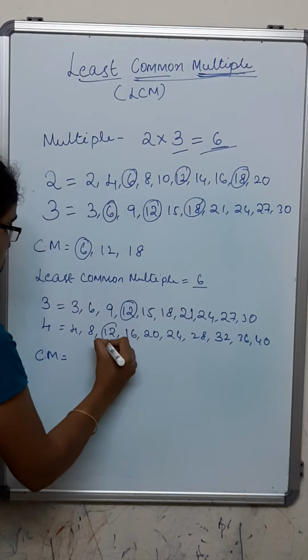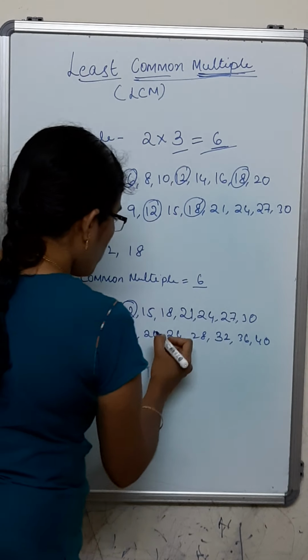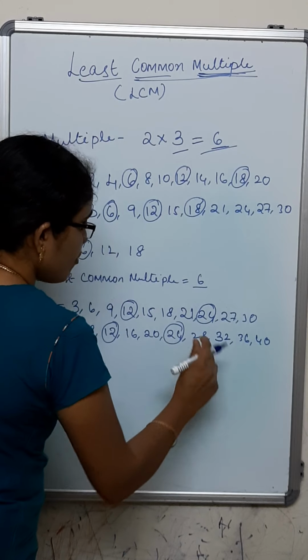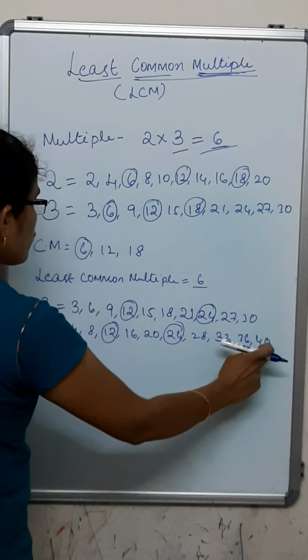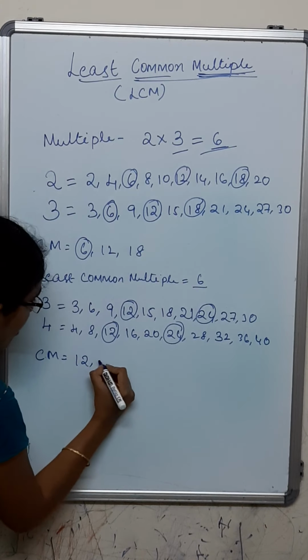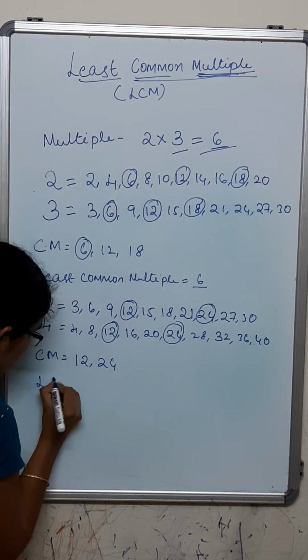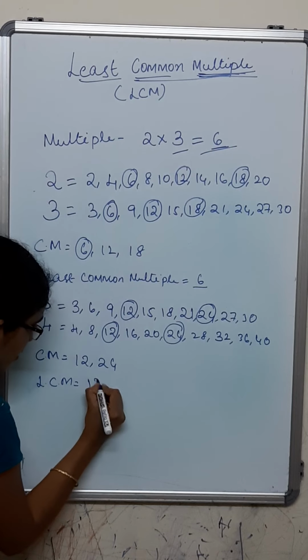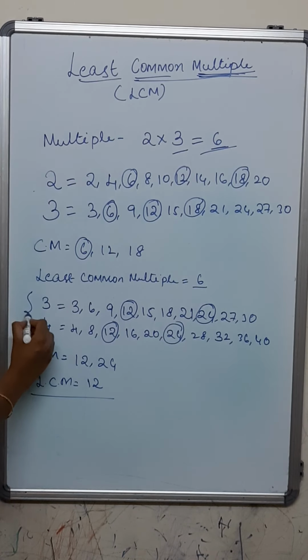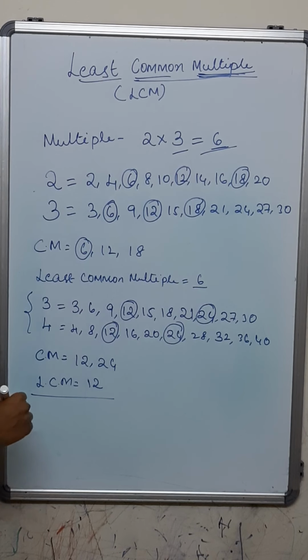12. Yes, 12 is there. Then do you have 24? Yes, 24 is there. We don't have 28, 32, 36, 40. They are not common. So common multiples are 12 and 24. So now what is the least common multiple or LCM? Which is 12. So for 3 and 4, the least common multiple is 12.